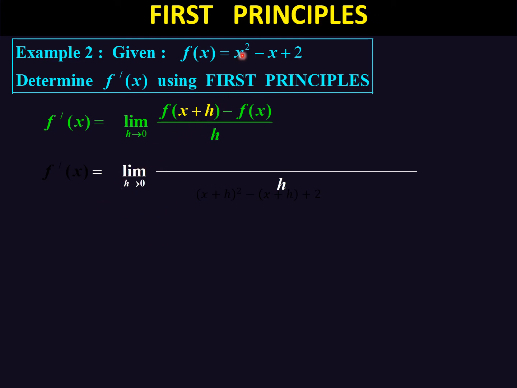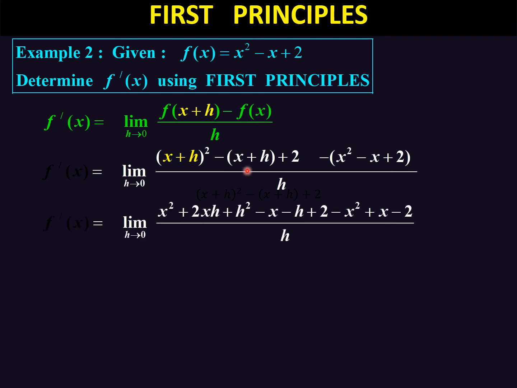x plus h, so we must replace the x with the x plus h, and that gives us that. Then we must subtract f(x). Let's enclose the f(x) in brackets. We then expand. We expand that, be careful with this. Expand that, and that's what we get after expanding. Some of the terms can neutralize each other, as you can see there. Negative x with a positive x, and a positive 2 with a negative 2. That gives us this expression here.